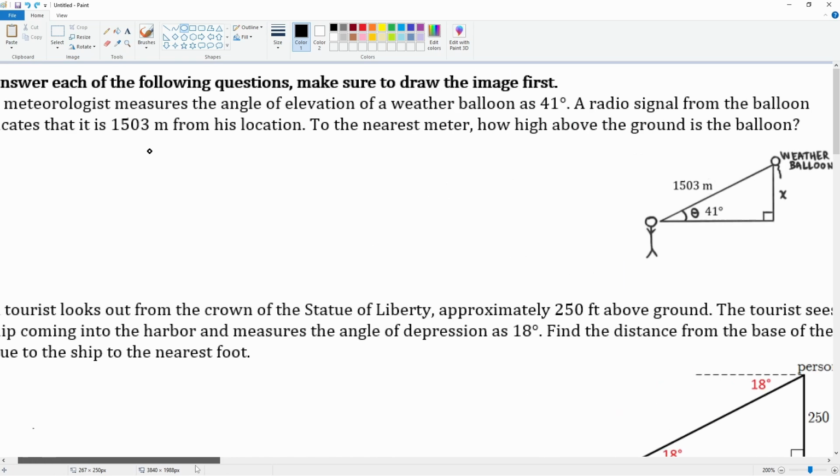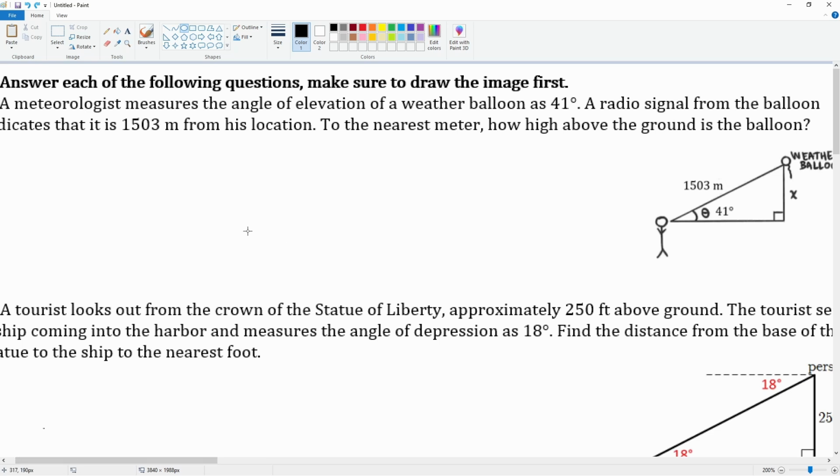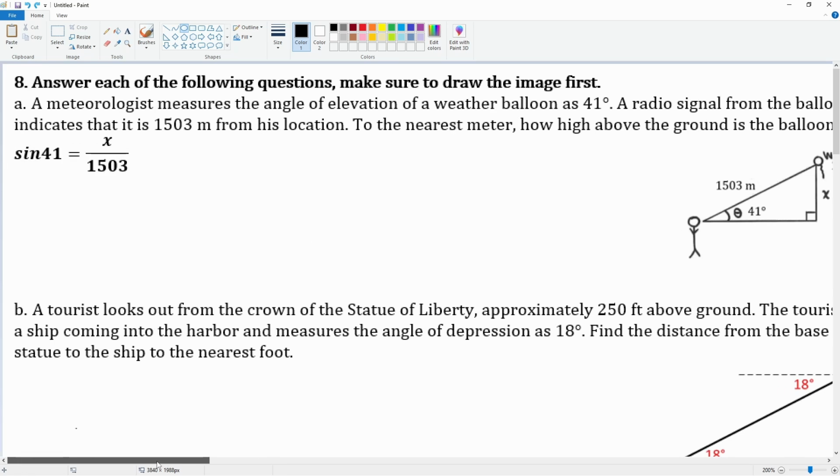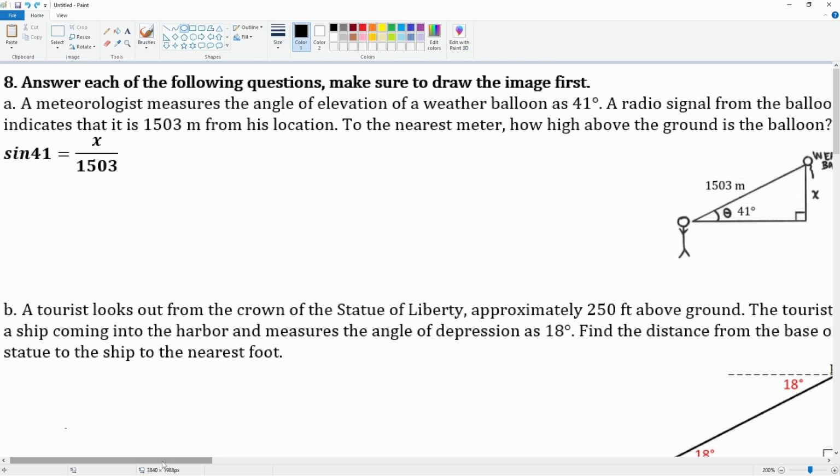So from here, you can set up a trig ratio. The trig ratio here is a tan, because you have the opposite, which is x, which is going to be the height, and then the hypotenuse, which is 1,503. Okay, multiply both sides, and then solve for x. X is approximately 986.1 meters.